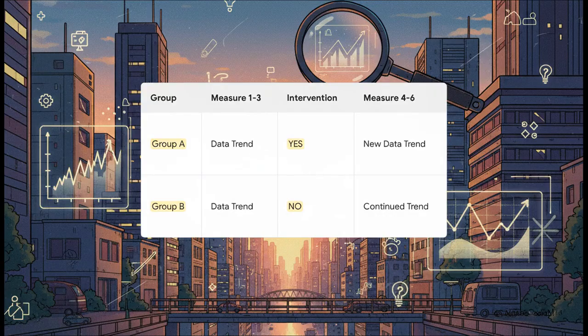So how can you be even more sure? Well, you add a comparison group. This is what we call a multiple time series design. You're tracking two similar groups, say two different stores, but you only roll out the new marketing strategy in one of them. Now, if store A's trend changes but store B's stays exactly the same, you can be way more confident that it was your intervention and not some big economic event that caused that shift.